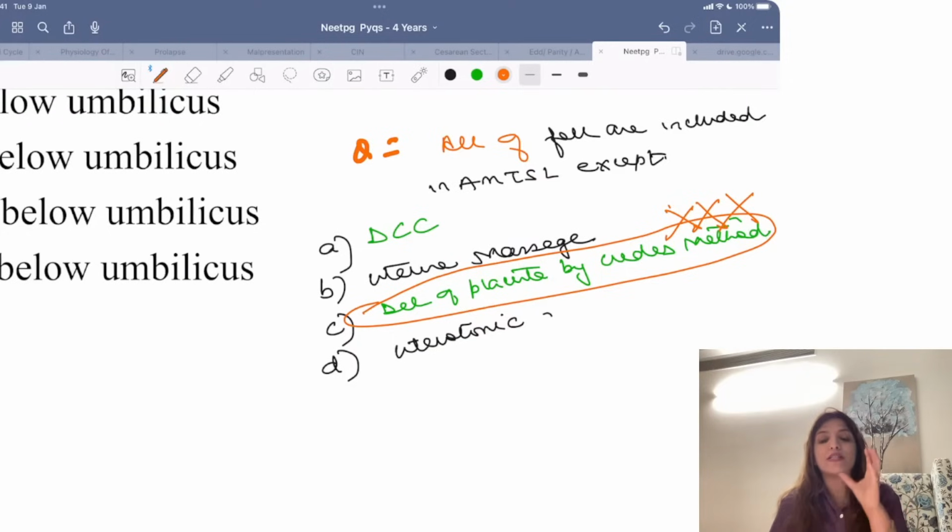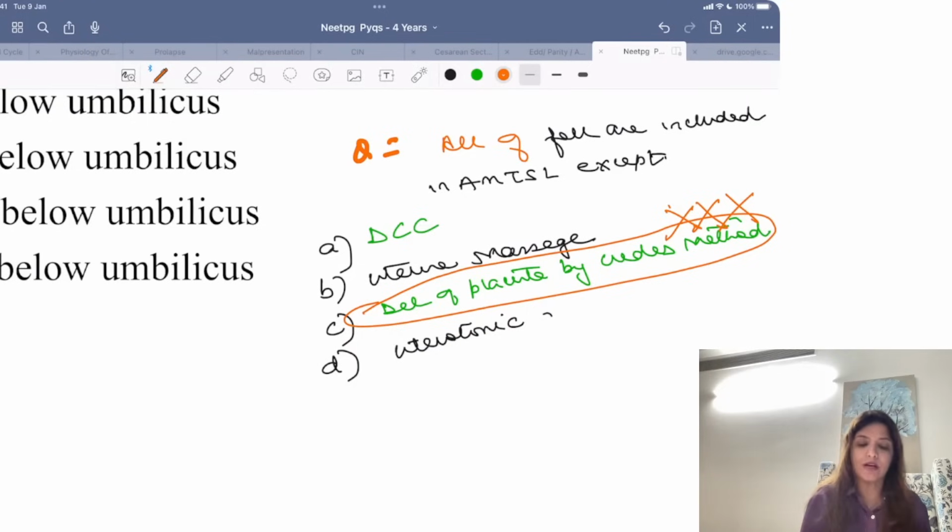Uterine massage is a thing which can never cause problem to the mother, neither can it cause problem to the baby. Rather, with uterine massage, just in case the mother gets PPH, you are doing the first step in management, right? So over B and C, if I have to choose, uterine massage can be included in AMTSL, but delivery of the placenta by Crede's method can never be included in AMTSL. Clear to all of you?